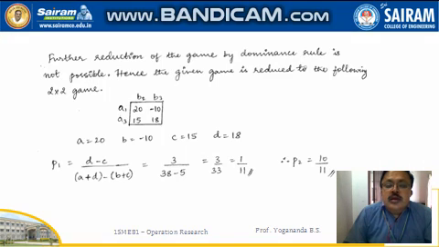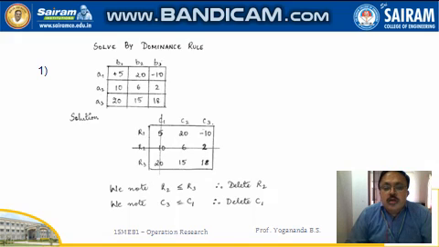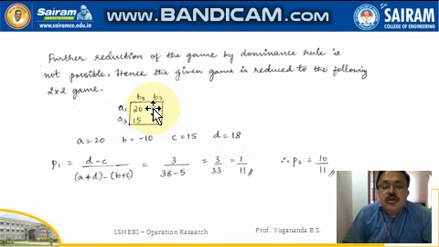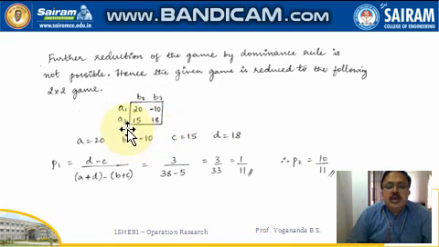Then further reduction of the game by the dominance rule is not possible. So row wise and column wise we have eliminated the things, so we are left with a 2 by 2 game here. Neither the first row is dominating the second row nor the second row dominating the first row. Similarly, column 1 is not dominating column 2 or column 2 dominating column 1. Further reduction of the game is not possible here.